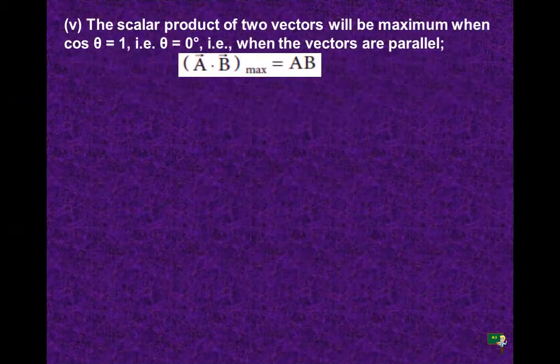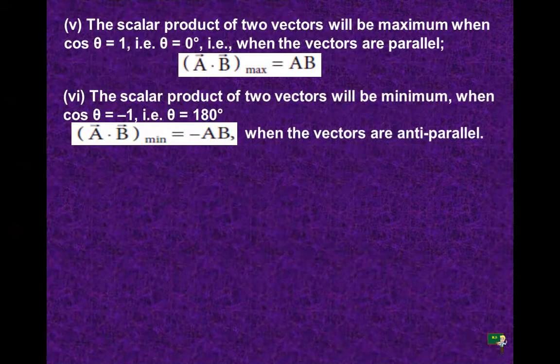The fifth point: the scalar product of two vectors will be maximum when cos theta is equal to 1. That means theta is equal to 0 degree, that is, when the vectors are parallel. A vector dot B vector maximum is equal to AB. Sixth one: the scalar product of two vectors will be minimum when cos theta is equal to minus 1. And for minus 1, the angle should be 180 degree. A vector dot B vector minimum is equal to minus AB when the vectors are anti-parallel.